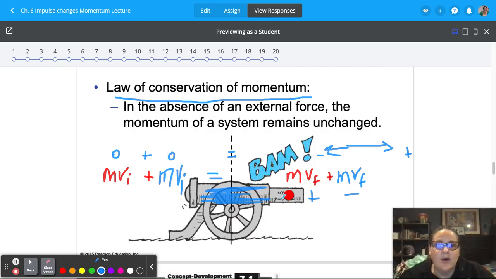Now, the cannonball is lighter, but it's also faster. And so the mass of the cannonball would be small, the velocity would be large, and then the mass of the cannon would be large and the velocity would be small. The result of this being negative and this being positive is that this would actually add up to 0, fulfilling the law of conservation of momentum.